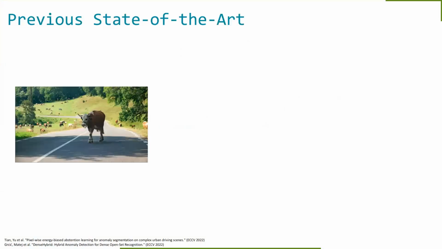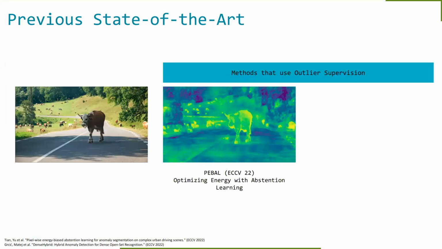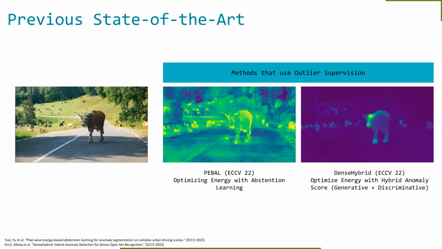Previous state-of-the-art methods are methods that use outlier supervision during training, and we will talk about two. First of all, we have PEBAL, which was presented at ECCV 2022, the idea being to optimize energy with abstention learning using outlier data. And also we have DenseHybrid, in which they also use outlier data to optimize energy with a hybrid anomaly score that combines generative and discriminative modeling of the data.